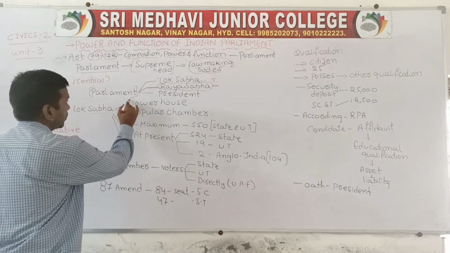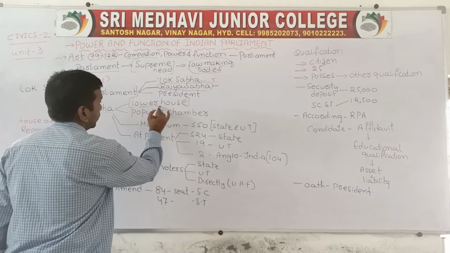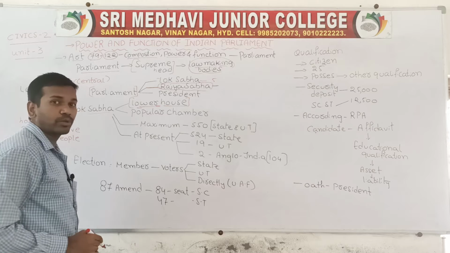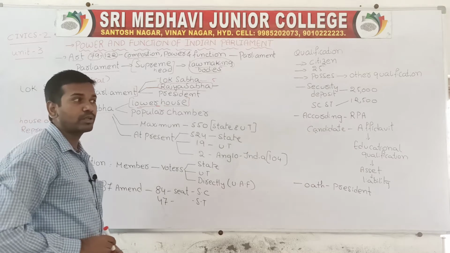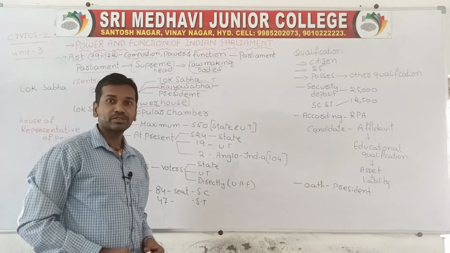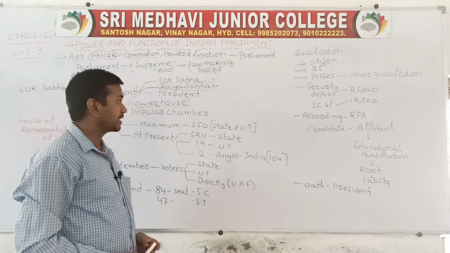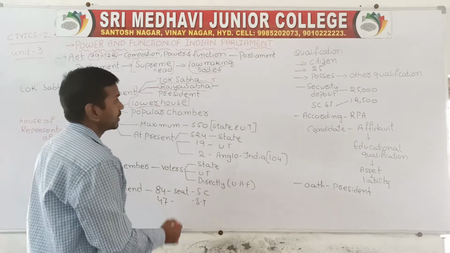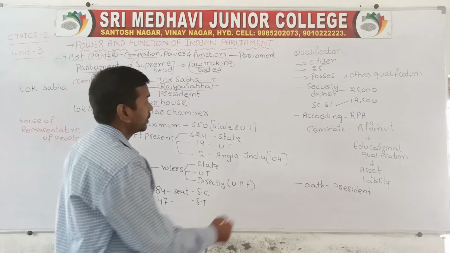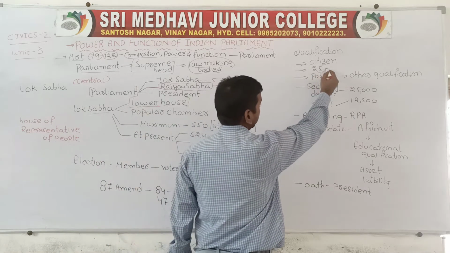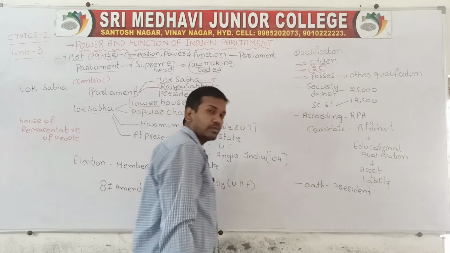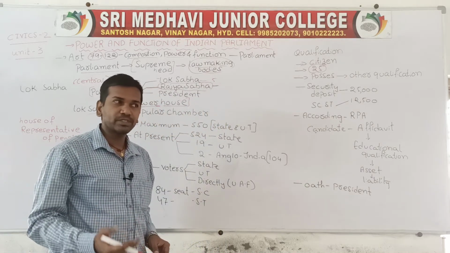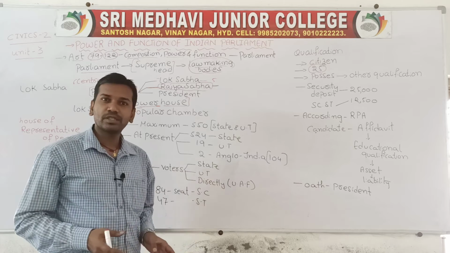First, Lok Sabha is called the lower house. The lower house of Parliament is called Lok Sabha. The reason is that to become a member of Lok Sabha, your age should be 25 years. To become a member of Lok Sabha, how much age is required? 25 years, and that's why this is a lower house.